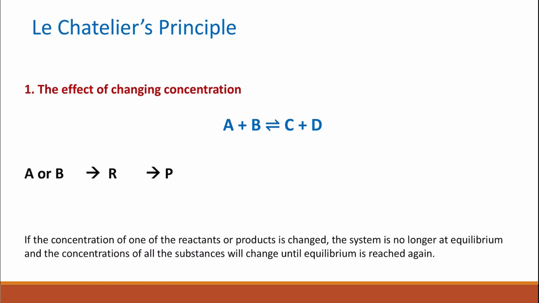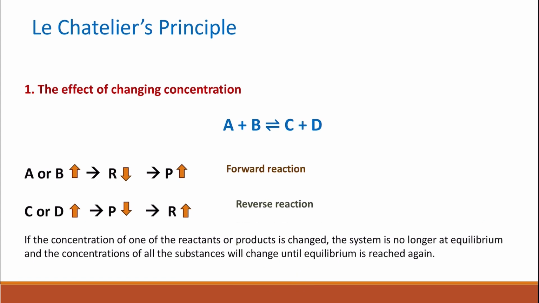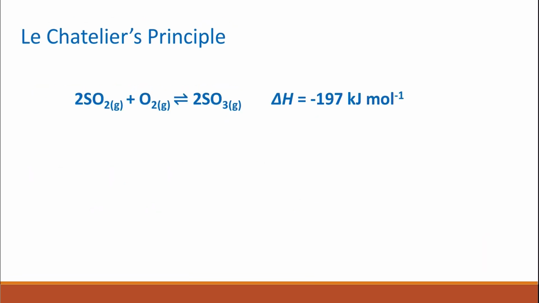So if we increase the concentration of one of the reactants like A or B, the system will respond by trying to decrease the concentration of the reactants and increase the concentration of the products. So the reaction will favor the forward reaction, meaning the position of the equilibrium will now be more towards the right. And if the concentration of one of the products is increased, the reaction will respond by decreasing the concentration of the products and increasing the concentration of the reactants. So the equilibrium will now lie towards the left, or towards the reverse reaction.